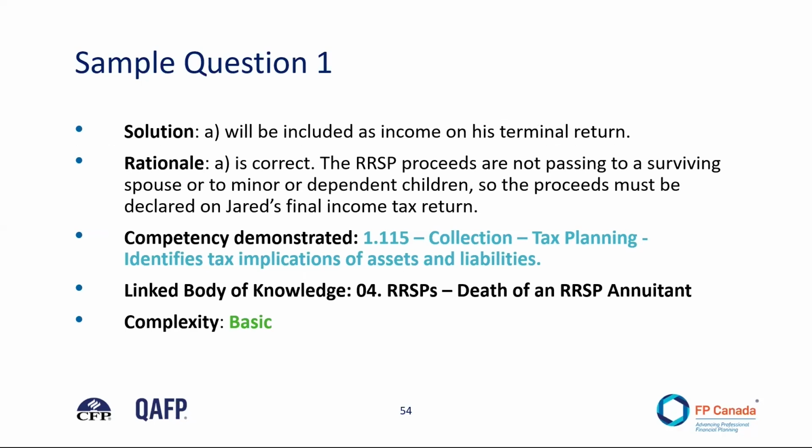We can also see here how the question is tied to the body of knowledge. This question is testing knowledge area 4, registered retirement plans, and the subtopic RSPs, death of an RSP annuitant. A basic complexity is assigned because the question is just dealing with one topic, with no integration needed across other planning areas. So let's have a look at the second question.